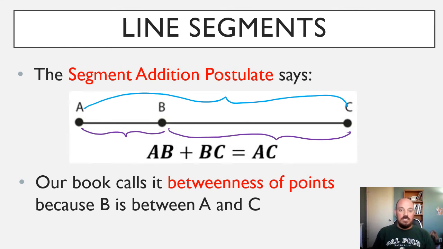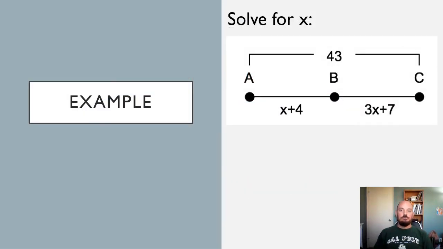They call it that because it's about having a line segment with a point in between. So B is in between points A and C. It breaks it up into two pieces. The two pieces add up to the whole. Same concept. But here's how you might use it.